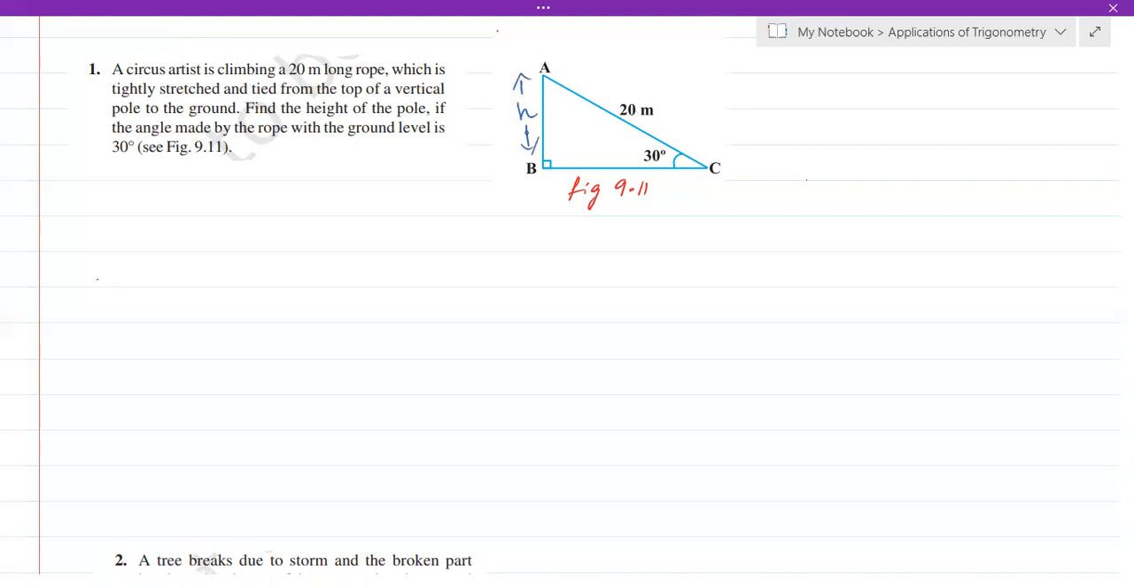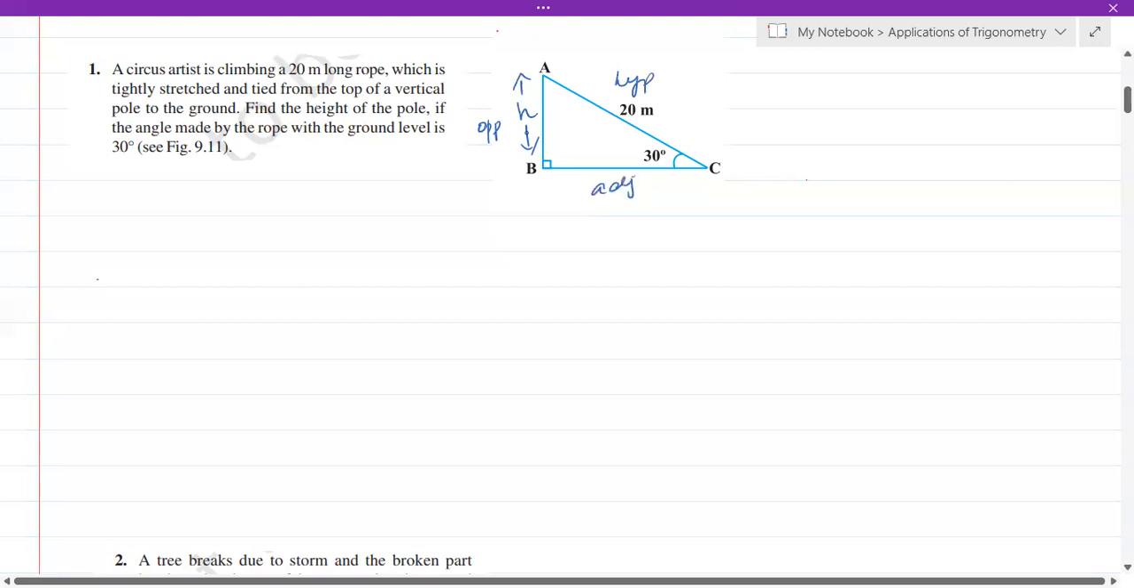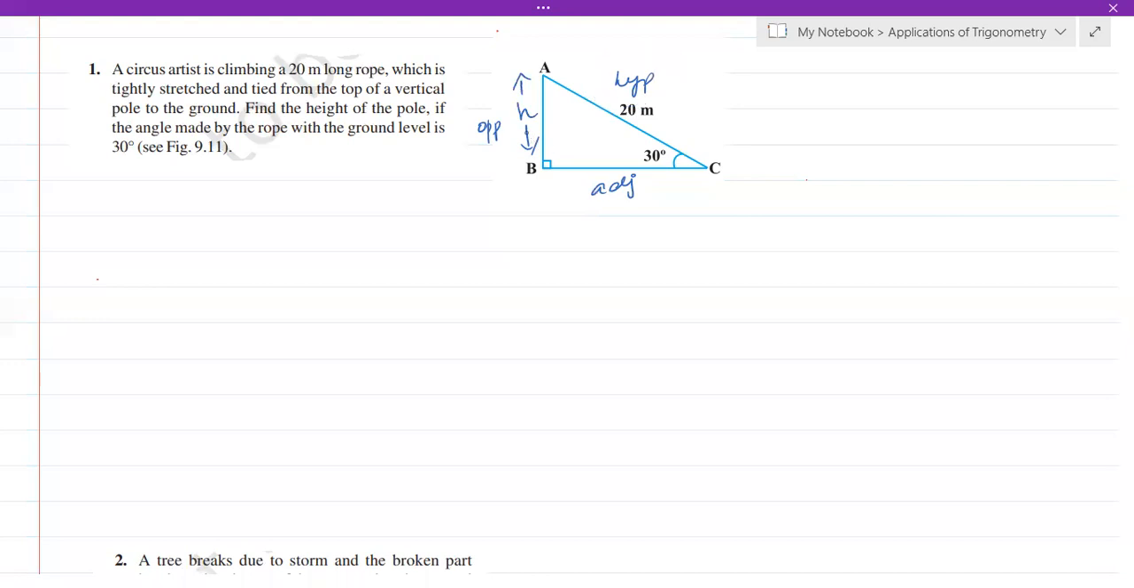AC is the rope, and the rope is making 30 degree with the ground. BC is the ground. So we have got a right angle triangle. According to the figure, 30 degree is the given angle, so opposite to 30 degree will become the opposite side, opposite to 90 degree will become the hypotenuse, and the other one becomes adjacent. The value of the hypotenuse is given, 20 meter, and what we are supposed to find, h, is the opposite side. Therefore we must use sine theta, because sine relates opposite and hypotenuse.